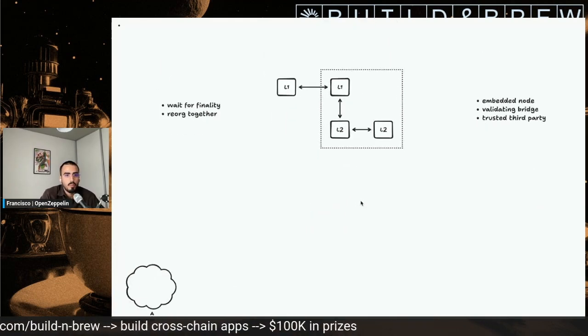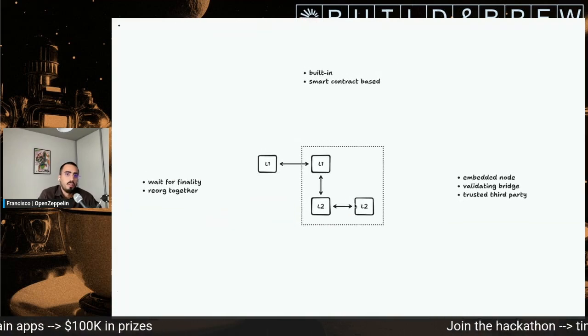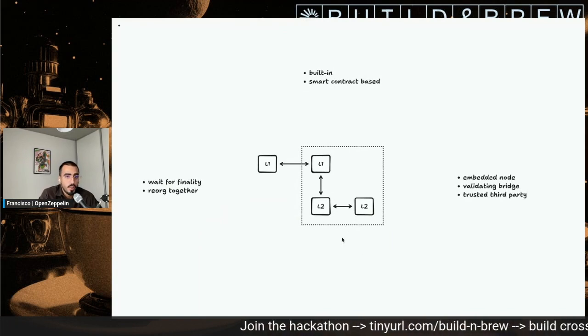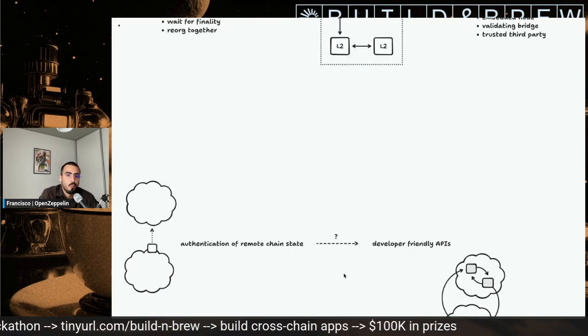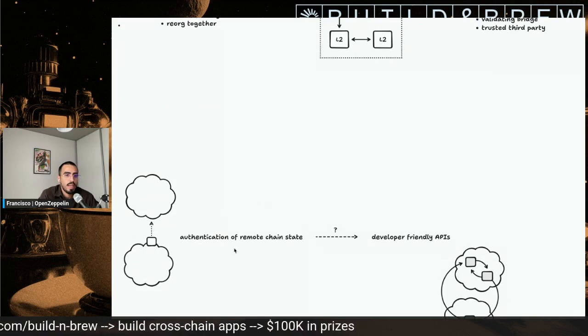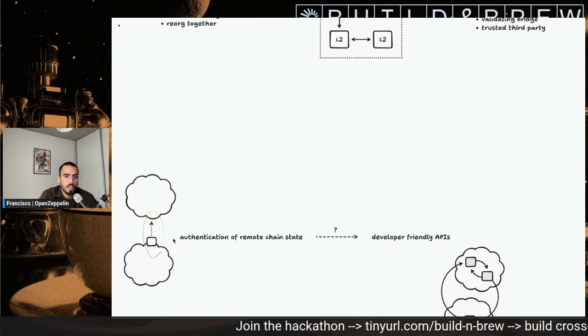So let's assume now we have solved this. As we've seen, it's not trivial at all. There are many choices to make, and nuances and security things to analyze. But we can assume that we've solved that. What we get is some mechanism to authenticate remote chain state. So we are able to construct this link that we were drawing up there.